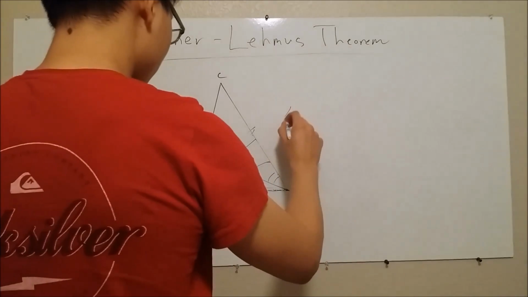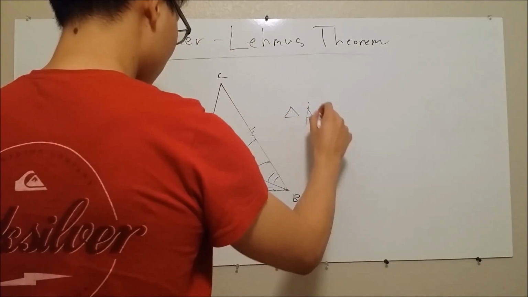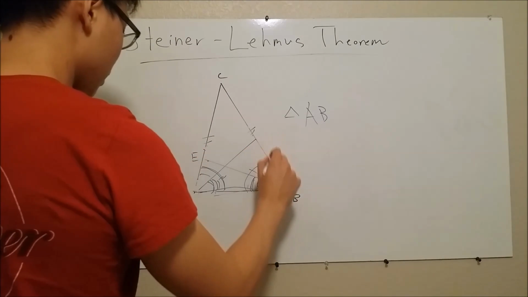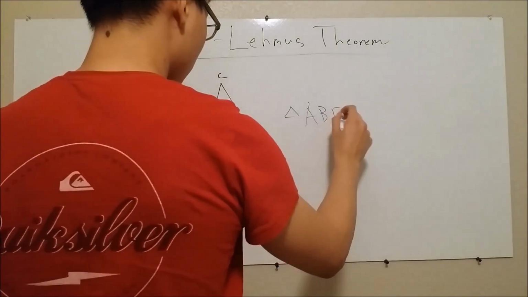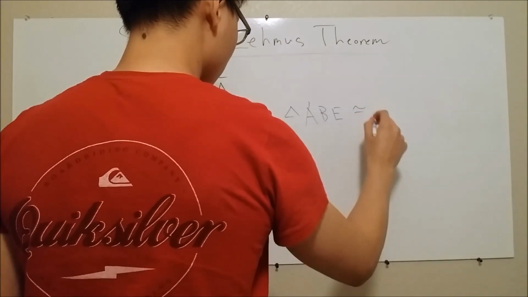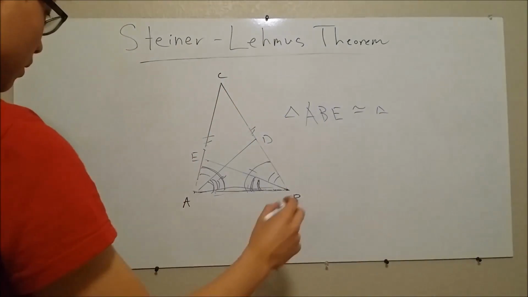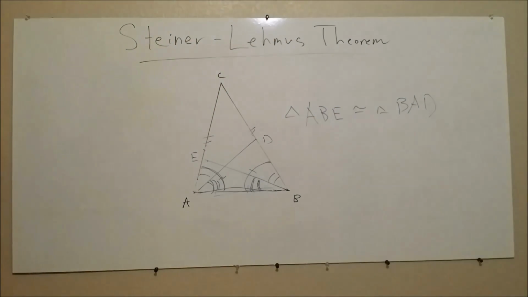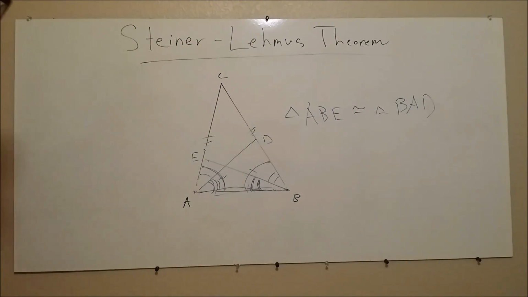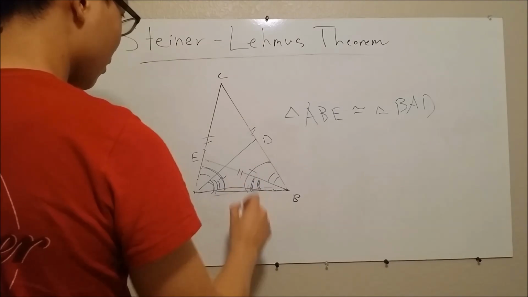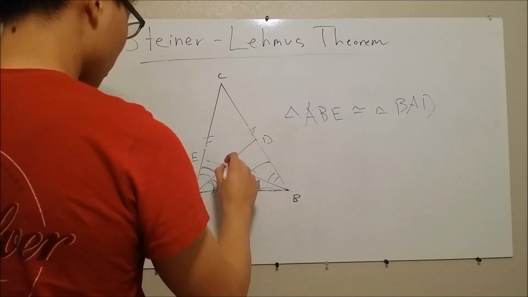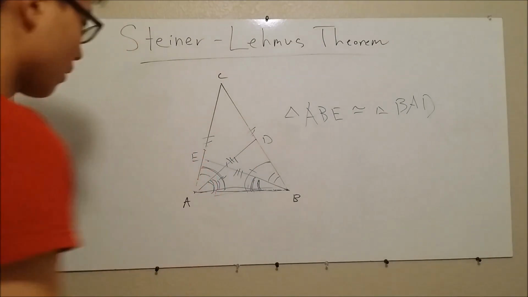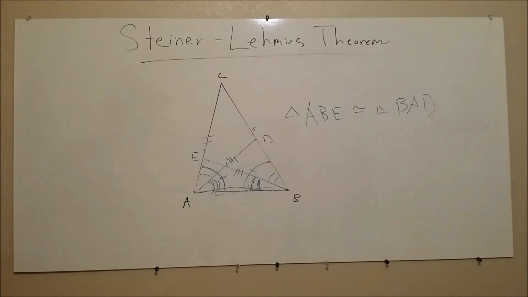So we basically have that, we'll let this be E, let this be D, triangle ABE is congruent to triangle BAD, right? And because of that, we have this side of triangle ABE is equal to this side of triangle BAD. And that's how you prove the converse.